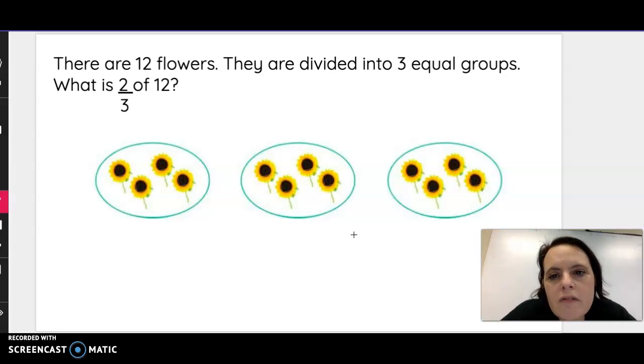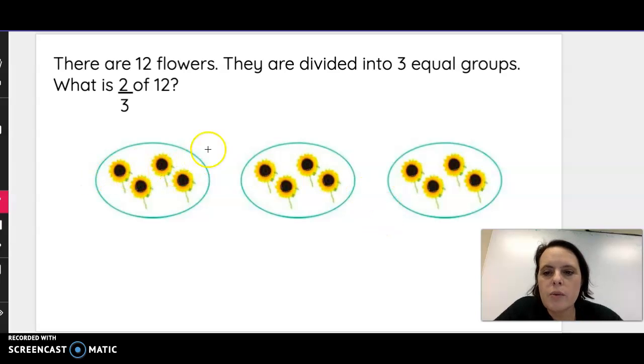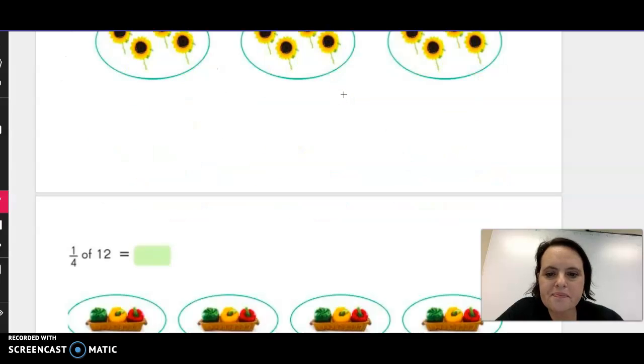Okay, now we're going to look at parts of a whole. There are 12 flowers. They are divided into 3 equal groups. What is 2/3 of 12? So we have 4 flowers in each group, and we have 3 groups. That's our denominator right here, 1, 2, 3. We have 12 broken up evenly, and I am interested in 2 of those groups. So I know that 4 flowers plus 4 flowers is 8 flowers.